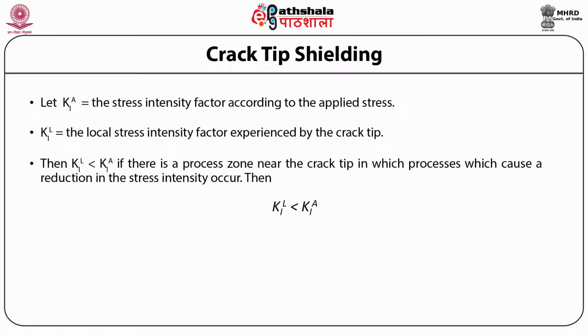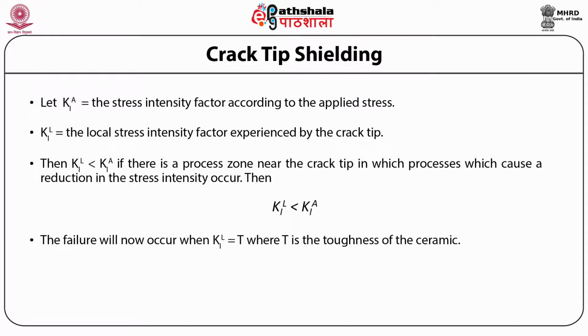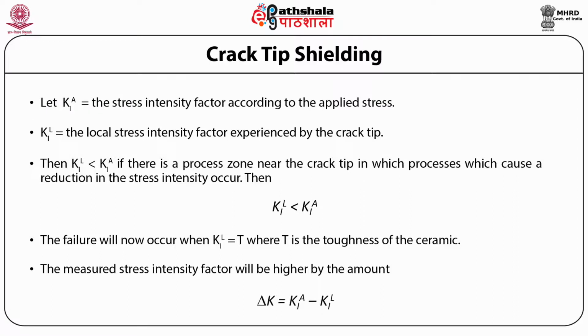Then KIL is less than KIA if there is a process zone near the crack tip in which processes which cause a reduction in the stress intensity occur. What these processes may be, we will discuss. The failure will now occur when KIL equals T, where T is the toughness of the ceramic. The measured stress intensity factor will be higher by the amount delta K equal to KIA minus KIL.